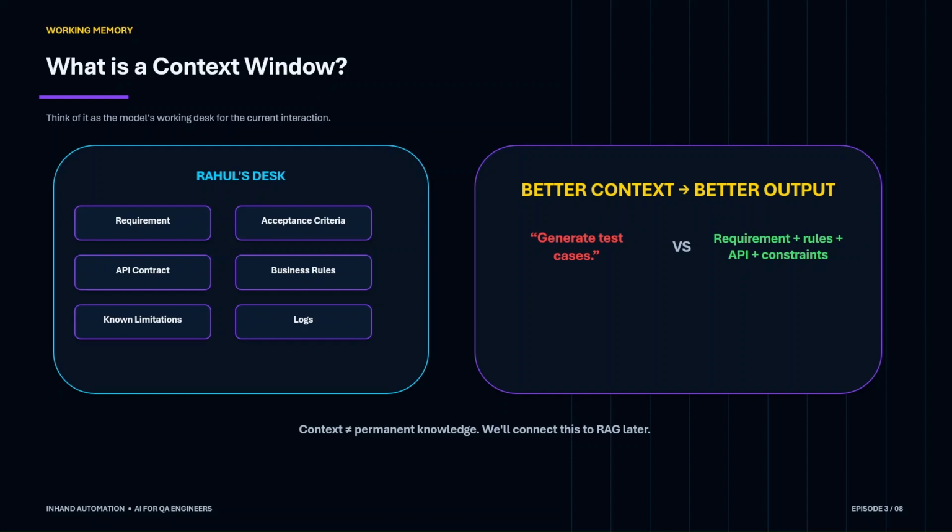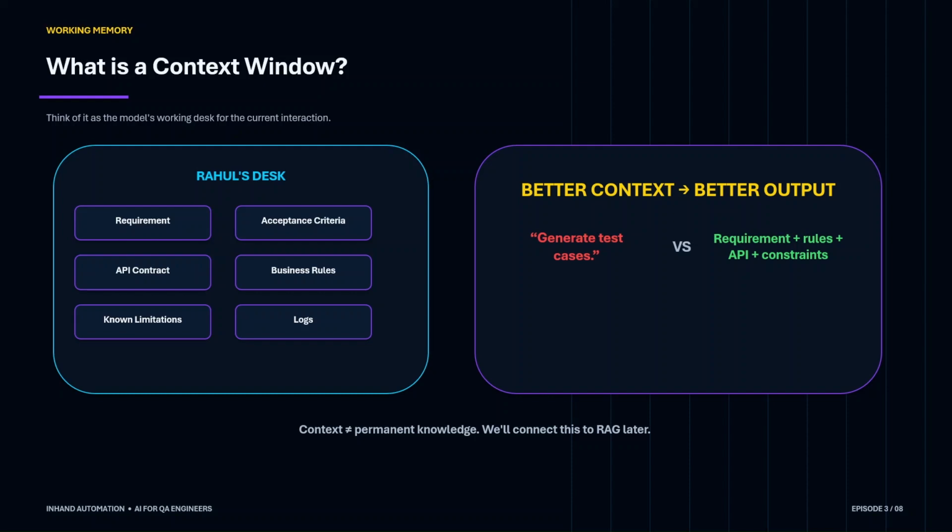But context is not the same as permanent knowledge. If you provide everything in one context or one prompt, it does not mean that AI will keep it as permanent knowledge and give you answers from that knowledge all the time. That is a different concept, and we will understand that difference later when we reach RAG, which will be treated as permanent knowledge. But here, the context window is not permanent knowledge. Just remember this part.